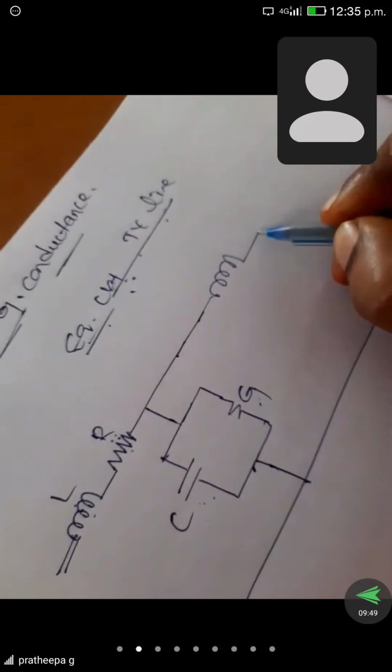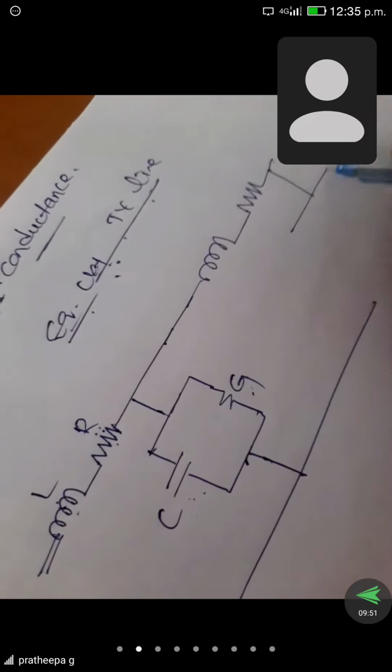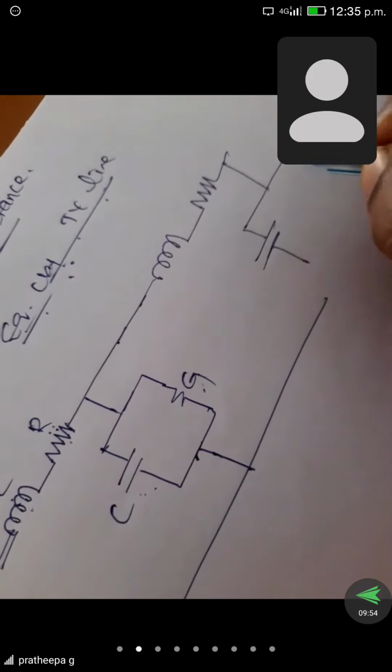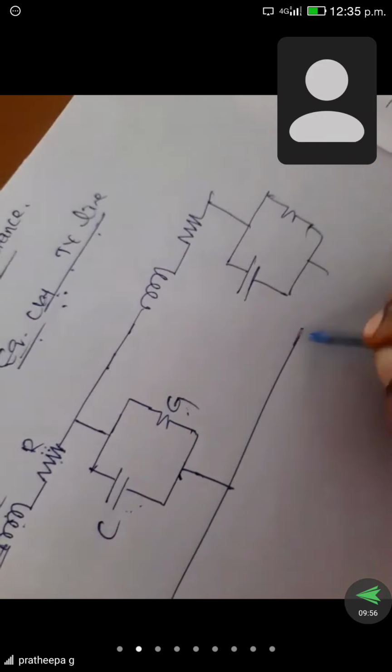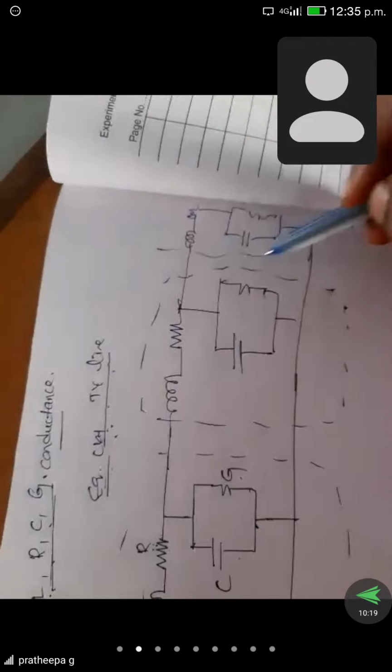So this is the one unit, and the same circuit will be repeated for another also: L, R and C, G. Say this is the one unit, and this is another unit. And again we can take L, R, here C and G. This is another unit. Madam, how to draw the symbol? Same like resistance.